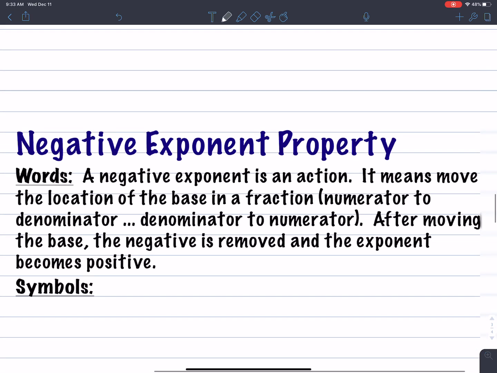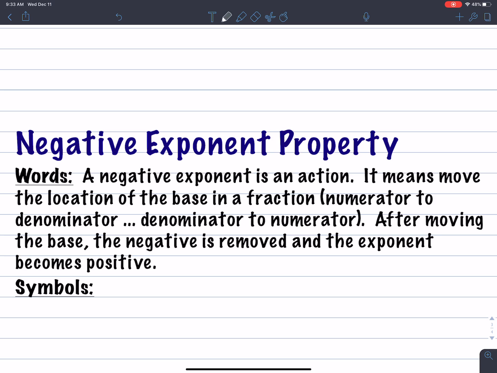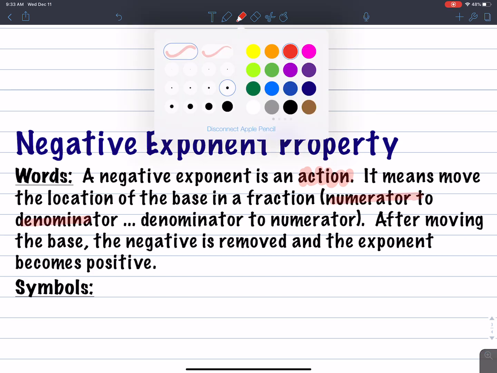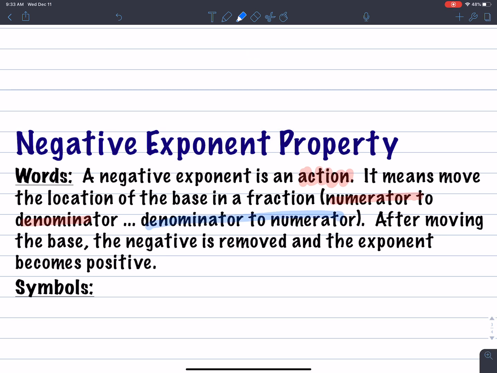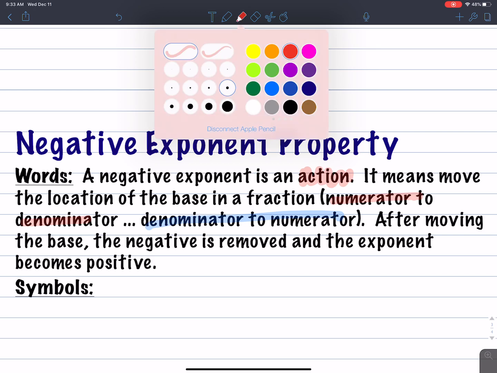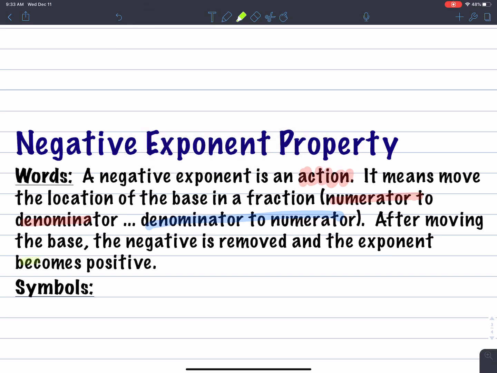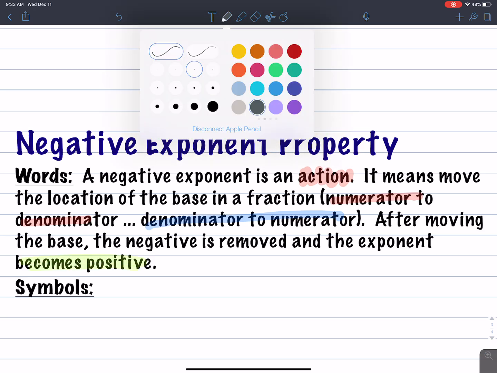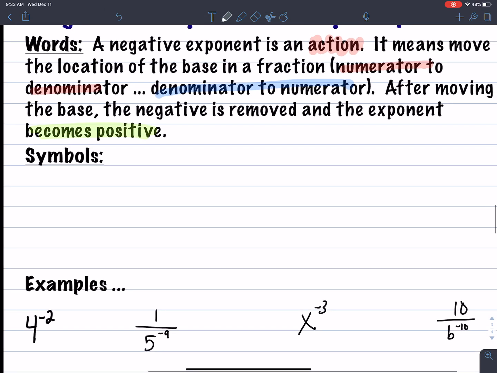So our rule for negative exponents is that a negative exponent is actually going to be an action. What it's going to do is tell us to move the location of the base, meaning if it's in the numerator, it should go to the denominator. And if it's in the denominator, it should go to the numerator. And then after we move that base, after we complete that action, what's really important to remember is that the exponent then becomes positive. We'll come back. Let's write our symbols right now. So what that means here is if I had something like a to the -3rd power over 1. Right now, a is in the numerator.